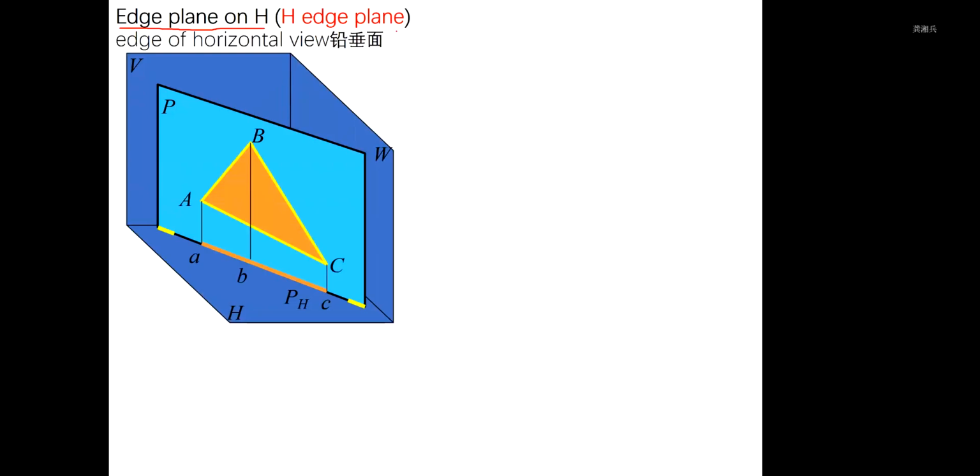So the edge of the horizontal view, just like we call it the 铅垂面 from this picture. We have a shape just like the green one. The green one is perpendicular to the H plane, just like a wall. Sitting in your house, you can find your wall is perpendicular to your floor, the same thing.